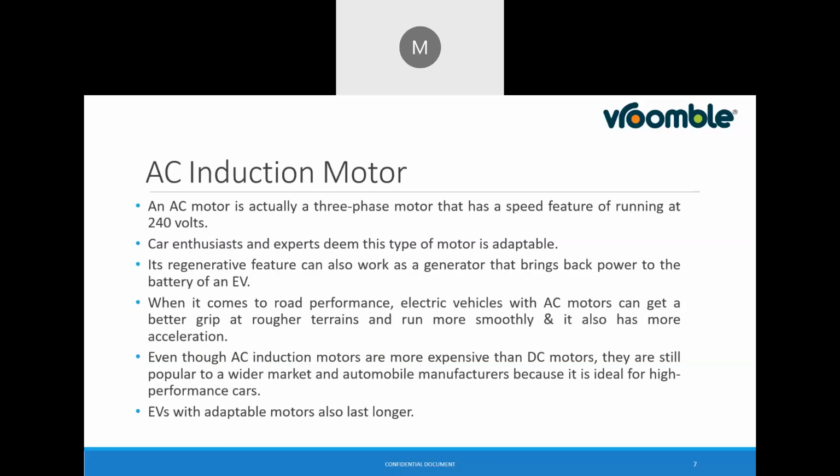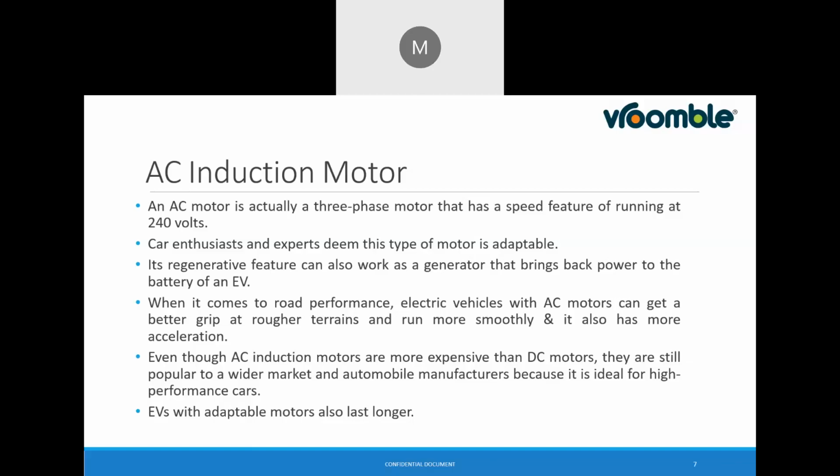So let's move to the AC induction motor. We already know the construction of the motor. It's a three-phase motor we are using generally, and the earlier adoption of EVs was through the AC induction motor. They have good regenerative braking characteristics. They can work as a better generator than any other motor, right? And when it comes to the road performance for EVs, AC motors can get better grip on rough terrains also, and they can run more smoothly, which is more advantageous and beneficial, and they can give you quick acceleration.